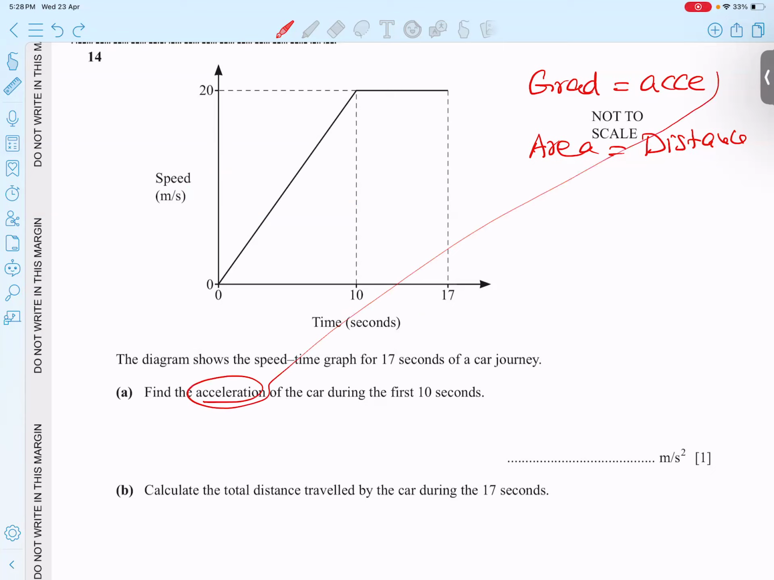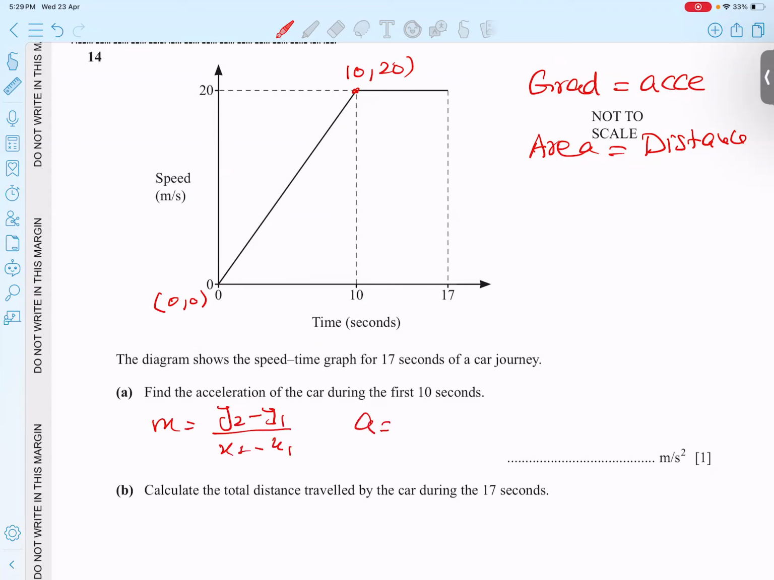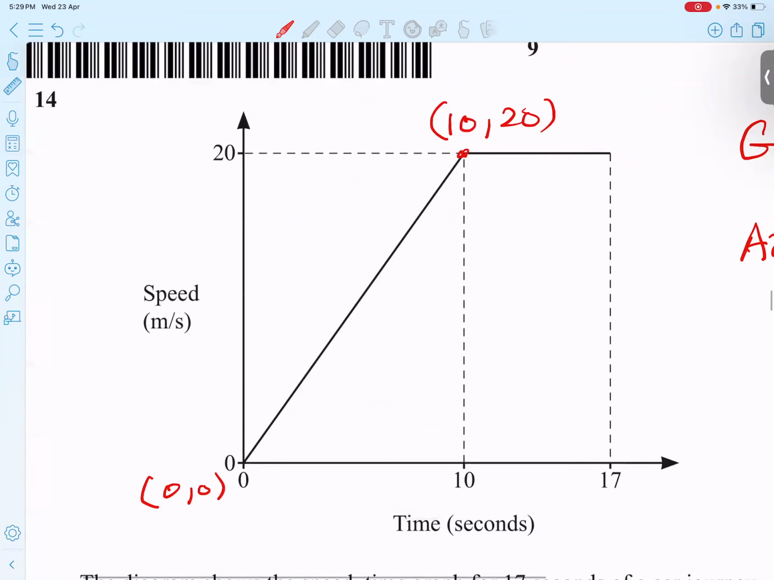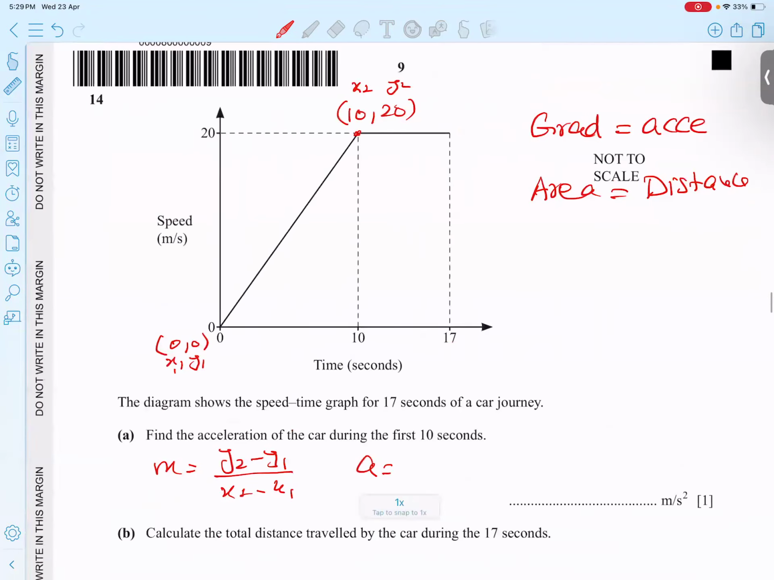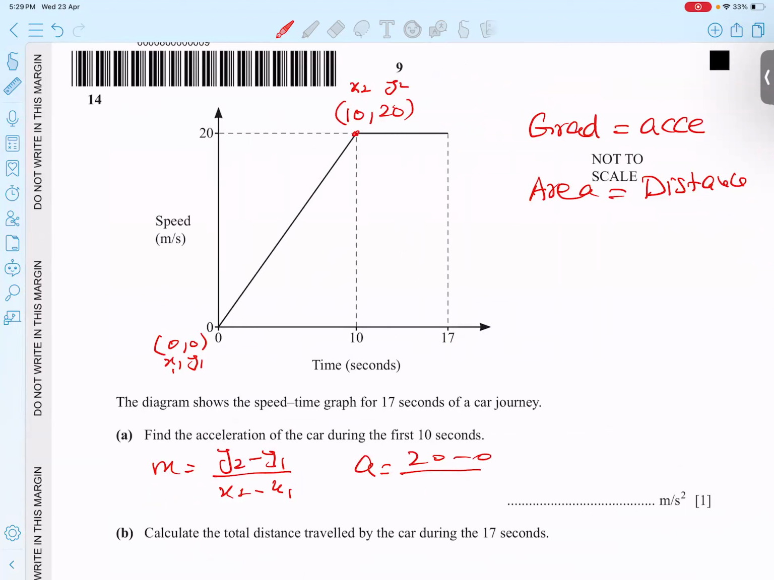Acceleration he is asking for, it means I'm looking for the gradient of this line. How to find it, student? This is 10, 20. Here x is 10 and y is 20. And here is 0, 0. And what is the gradient formula? You know it very well. Y2 minus y1 over x2 minus x1. To avoid mistakes, the best technique is to write x2, y2 here and label x1, y1 here. The chance of mistake will automatically reduce. So 20 minus 0 over 10 minus 0, and I got acceleration 2 meters per second squared.